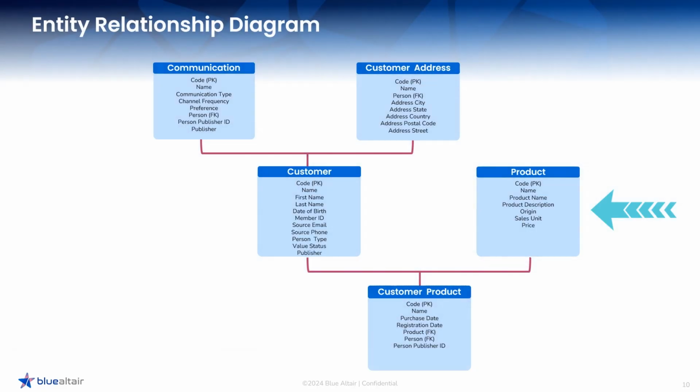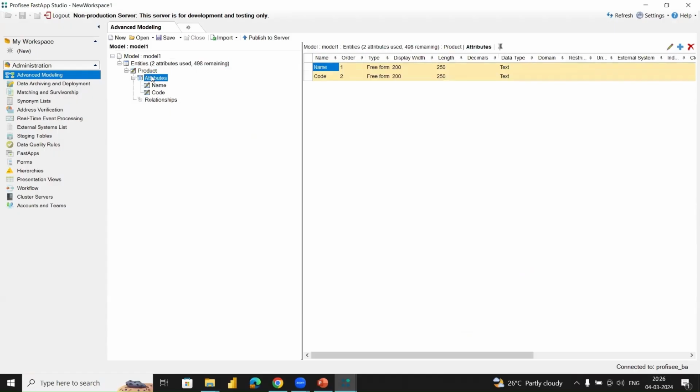Now we will create attributes for the product entity. So we have to create product name, product description, origin, sales unit and price, these five attributes. Again, go back to the Profisee application. Right click on the attribute section, then click on create.